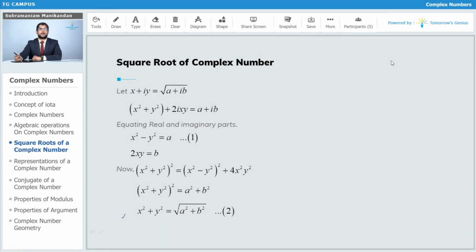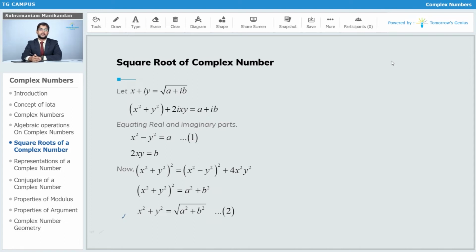Let x plus iy be equal to the square root of the complex number a plus ib. So what we are trying to do here is find the square root of the given complex number a plus ib. We don't know what the square root of this given complex number is. We only know that the square root is also a complex number, so we let it be x plus iy.